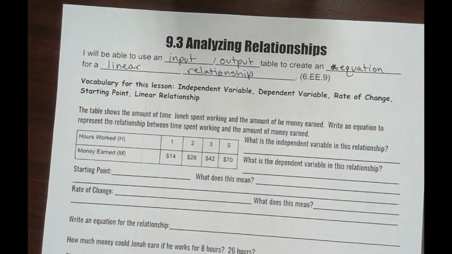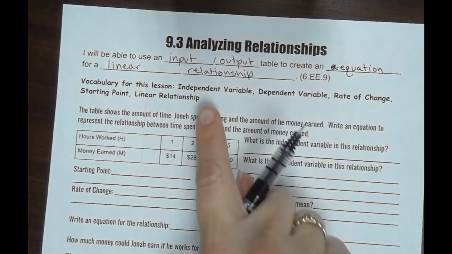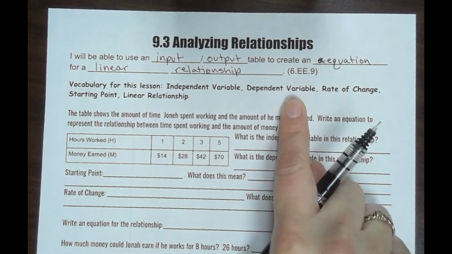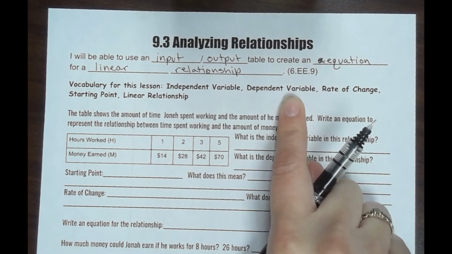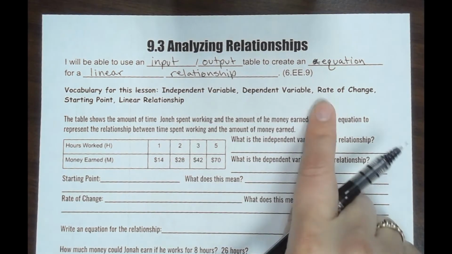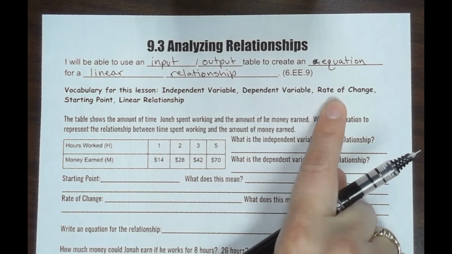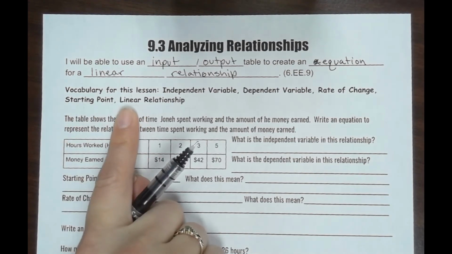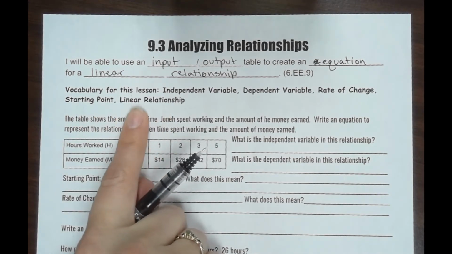So vocabulary for this lesson, we have independent variable. Remember, this is the one that's in charge of the situation. It does its own thing. It's going to happen no matter what, or you're in control of it. The dependent variable is the variable that changes because of the independent relationship. So it's what happened because the other one happened. Rate of change is how much the dependent variable changes for every time the independent variable changes. Starting point is where the dependent variable starts in a situation, and a linear relationship has a constant rate of change and a starting point.